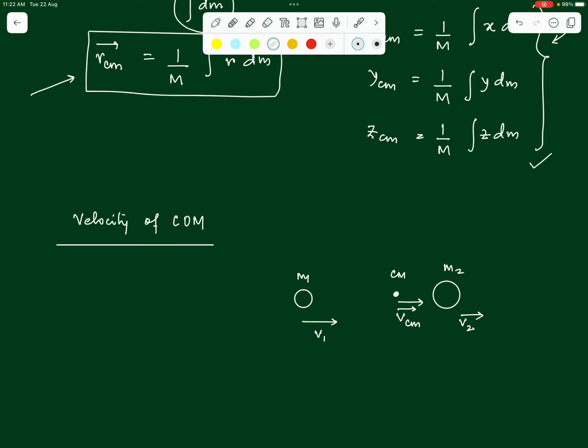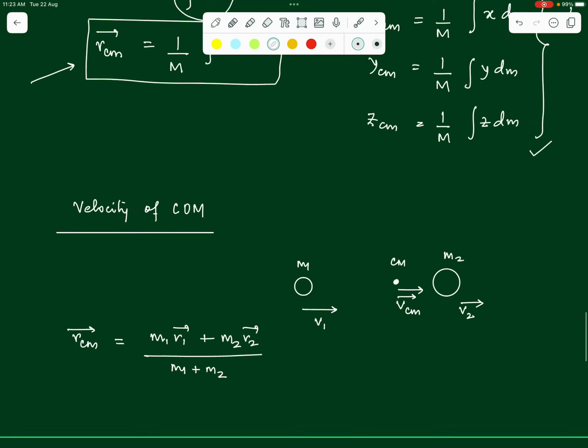How do we find out the velocity of center of mass if we know the velocity of the 2 bodies? We start with the basic definition of position of center of mass first of all, R_CM, which by definition is (m1 r1 plus m2 r2) over (m1 plus m2), right?